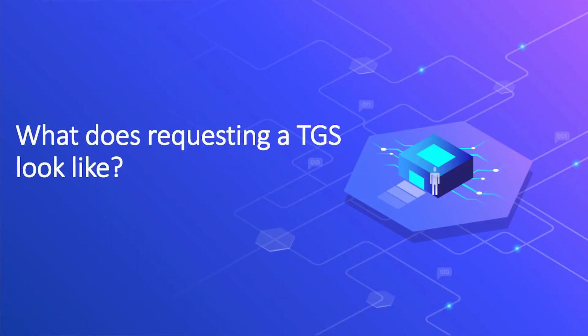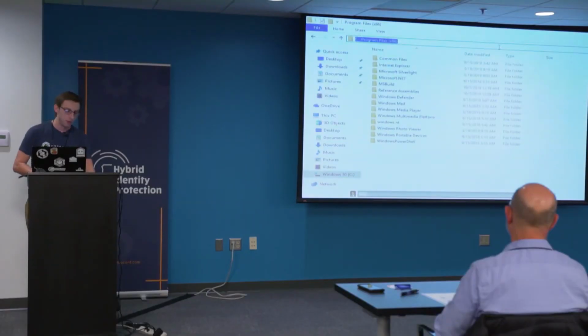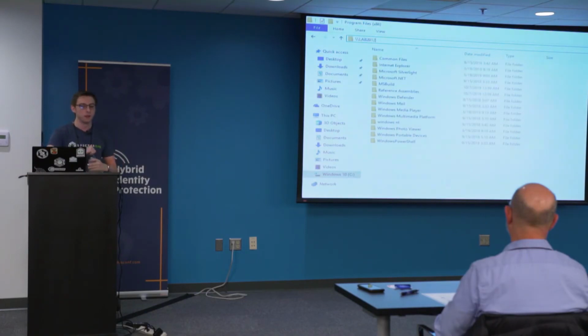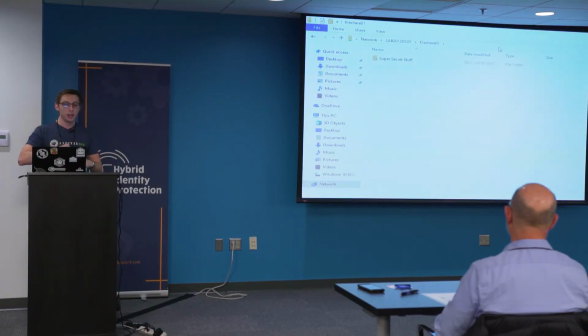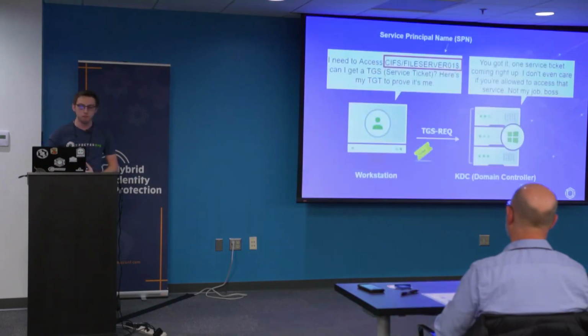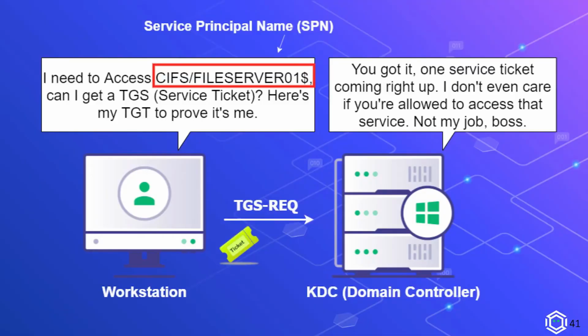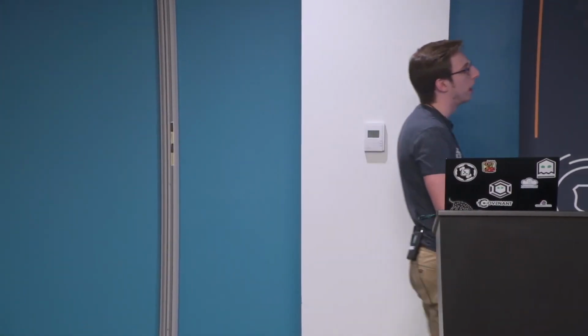What does that actually look like, though? Just as a really small proof of concept, if you go to Windows Explorer and you type in any file share, and you're able to access it like that, you actually just requested a service ticket in the background. And it looks like this. You, the user, first contact the KDC saying, I need to access, in this case, a file server. I need to access CIFS on this file server. Can I get a service ticket? Here's my ticket granting ticket to prove it's me.